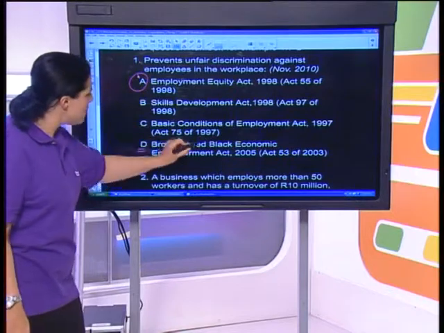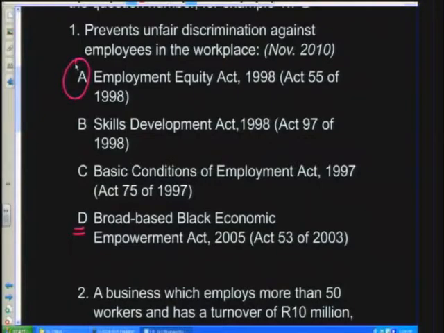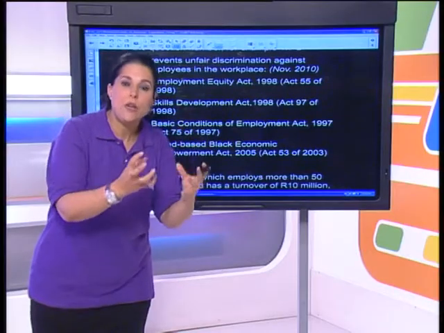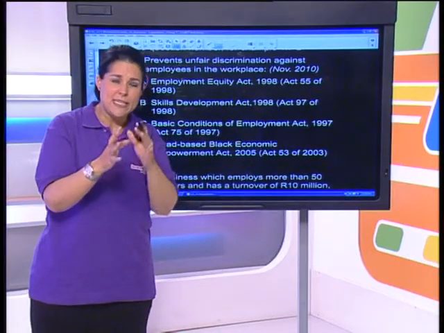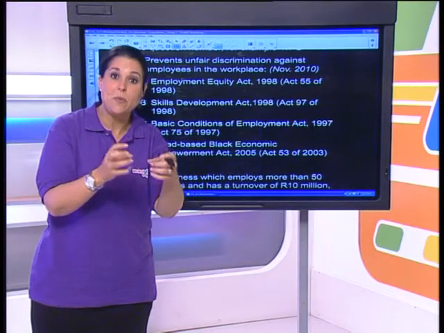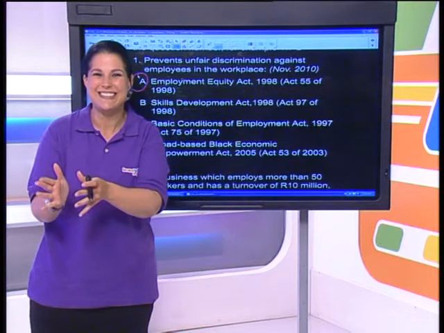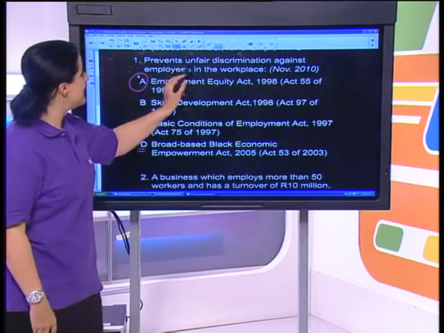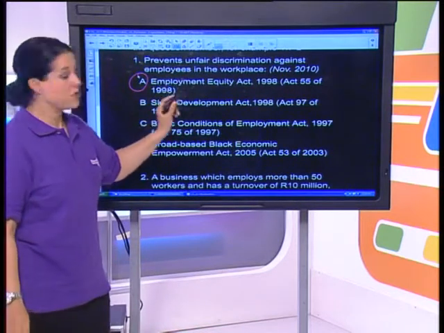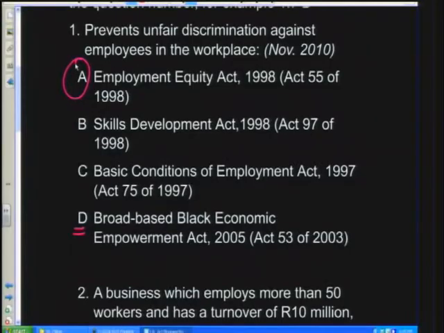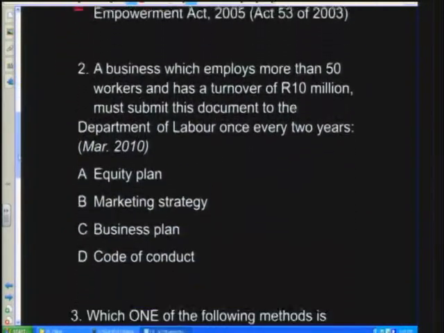What is wrong with saying broad-based black economic empowerment? That deals only with, remember we said, people of color. And we now classify people of color as all people that are not black. All right. And they didn't say that here. We just said against unfair discrimination, so that means it's the Employment Equity Act to ensure that everyone is treated in an equal manner. Question number 2.